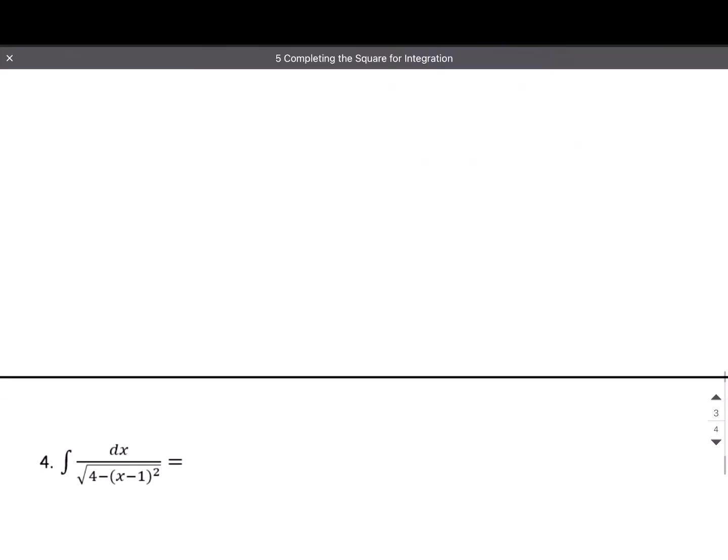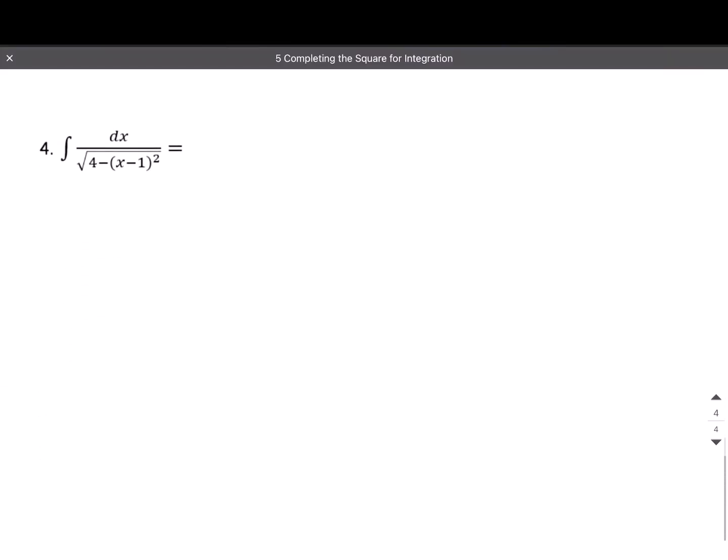One more problem, just to make sure we recognize the form. This problem has already done the completing the square part. It's in the form where a squared is 4, u squared is x minus 1 squared, so a is 2, and u is x minus 1, which means du dx is 1, or du is dx.